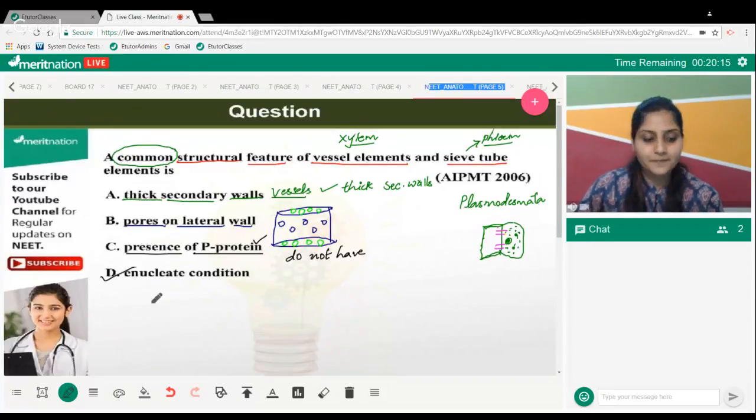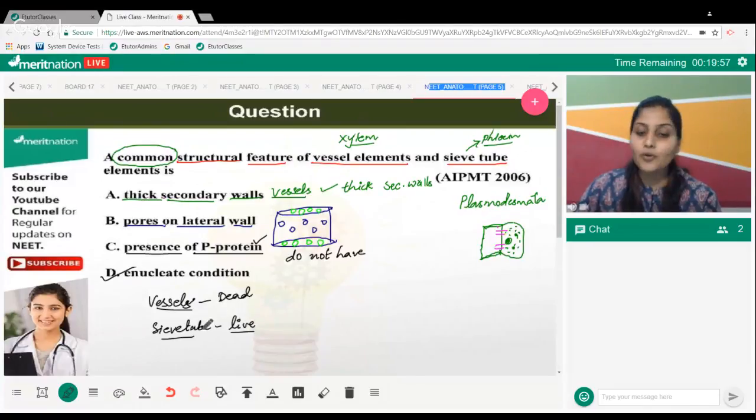Now, understand one thing. Vessels and sieve tubes, both of them are enucleated. But vessels are dead, they are dead parts. Sieve tubes are live. So if both of them are enucleated, how can sieve tube survive without a nucleus? One is dead, the other one is live. If vessels are dead, there is no nucleus, it is cool for them. No problem. But what about the other one?